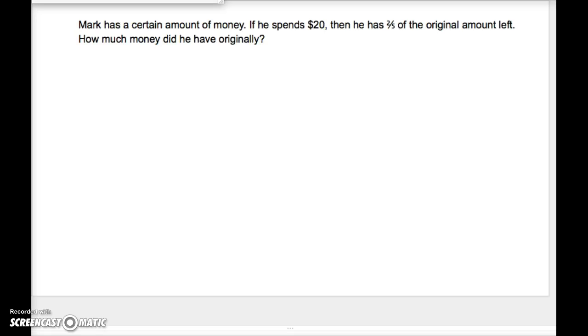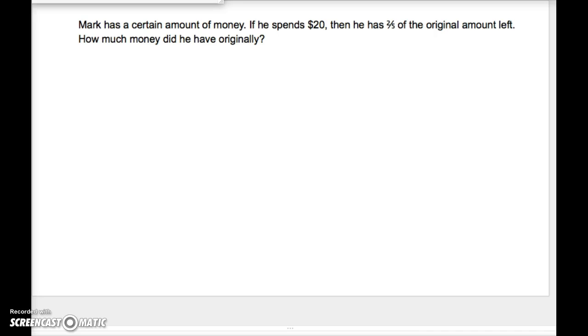Okay, this video is going to take you through the study guide for our mid-unit test that we're going to have tomorrow. So if you look at the very first question on there, the directions say to write and solve the equation. So you're going to be getting points not only for solving the equation, but also having it written the correct way. It says Mark has a certain amount of money. If he spends $20, then he has 2/5 of the original amount left. How much money did he have originally?